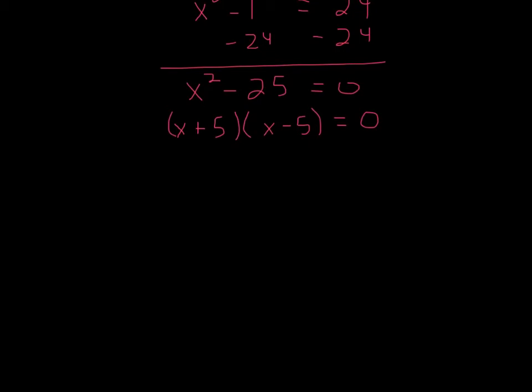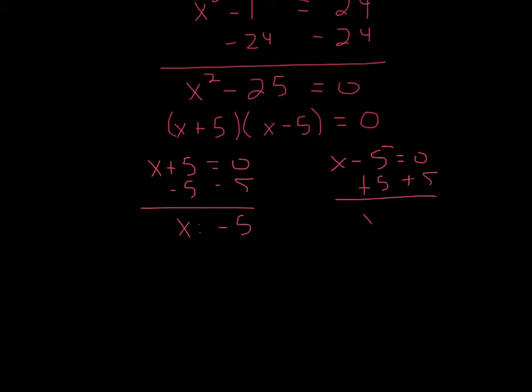Alright, last part. We now have it factored all the way down, so you would do x plus 5 equals 0, x minus 5 equals 0, and you'll subtract 5, x equals negative 5, add 5, x equals 5. There you go. There's your two solutions right there. Alright, we're going to keep moving on.